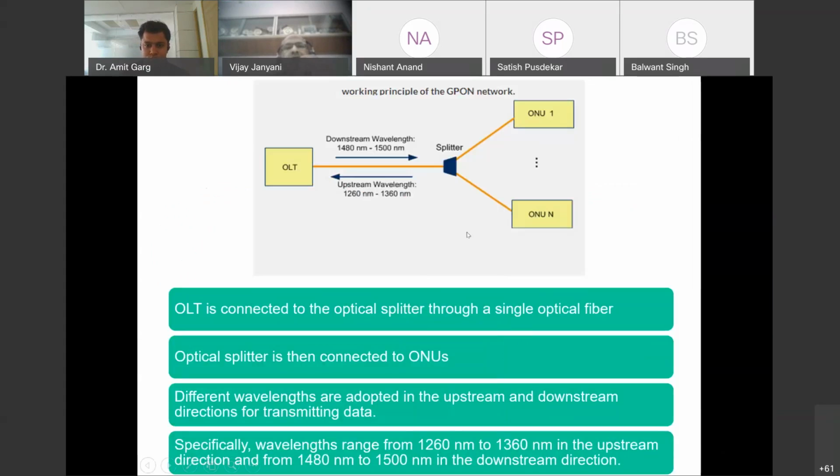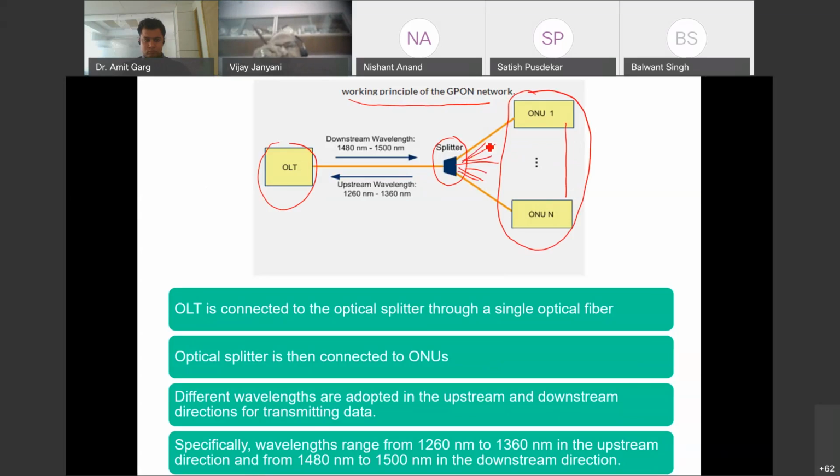Now, going further into details of the working principle of a GPON network. As I already mentioned, there is an OLT on the transmitter side, and then there are ONUs. There can be n number of ONUs. And then you have a splitter here, which can split to any number of outputs; there are standard splitters available in the market.